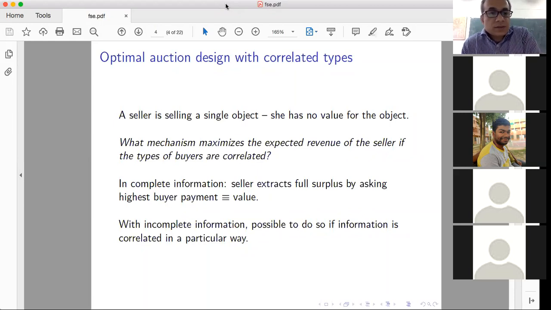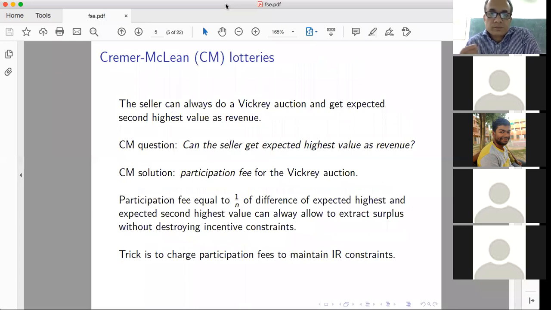And of course, the delicate thing here is what is the nature of correlation which allows for this full surplus extraction. That's what the paper is going to flesh out: exactly the nature of correlation which can allow such full surplus extraction.